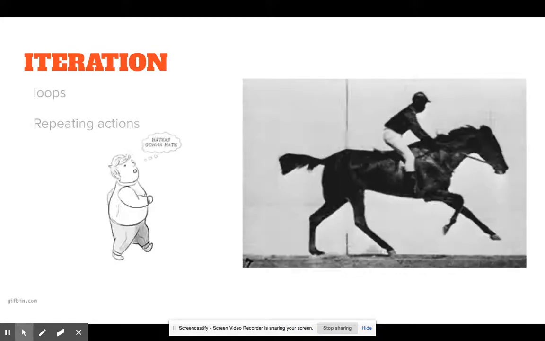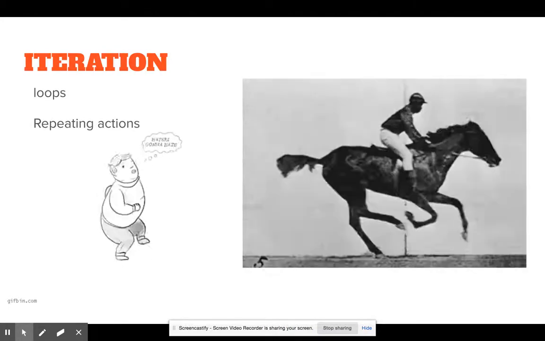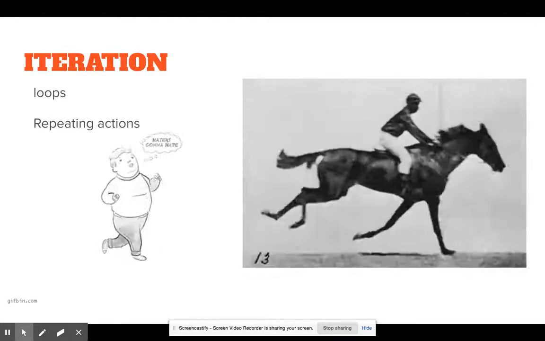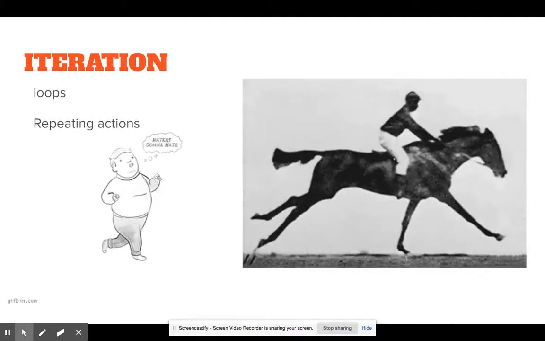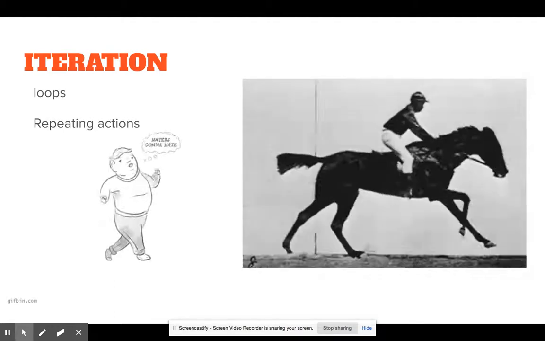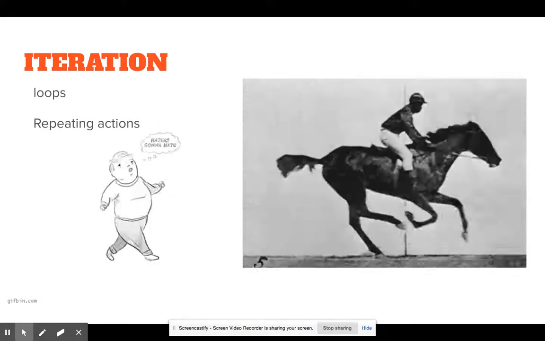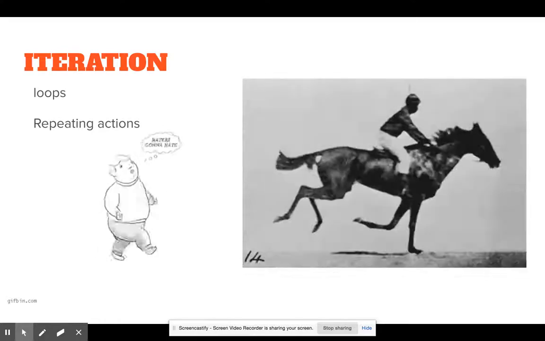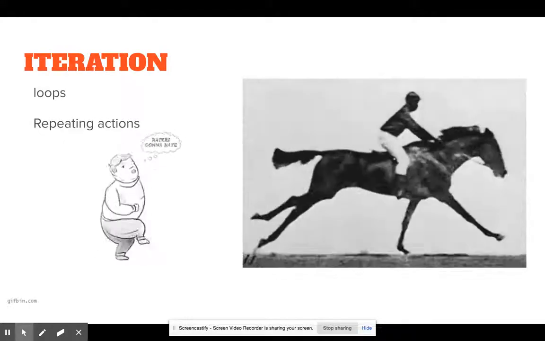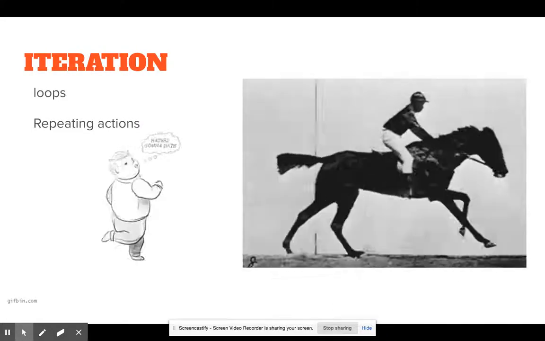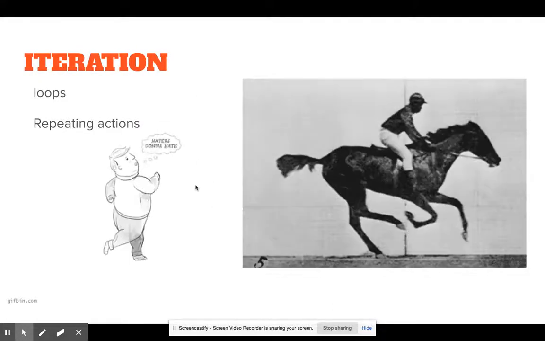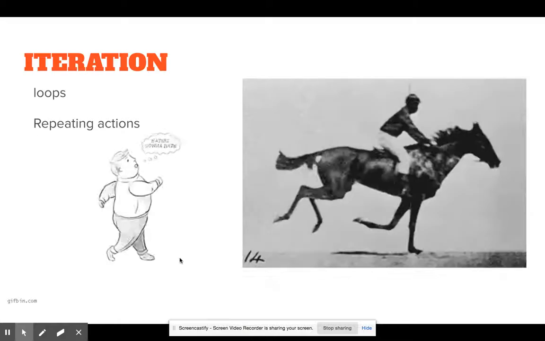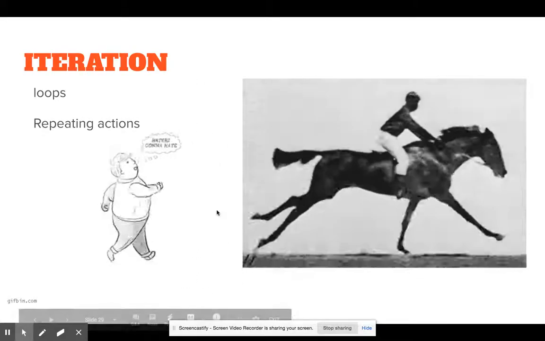Finally, we have iteration. Iteration is like loops or repeating actions. So in our stoplight example, we talked about a stoplight that will turn green, and then it will turn yellow, and then it will turn red. And then the stoplight will turn green again. Then it will turn yellow, and then it will turn red, and so on and so forth forever. That is an iteration when it turns green, yellow, red, and back to the top. Okay, code is repeating itself. The actions are happening over and over again. This is iteration.